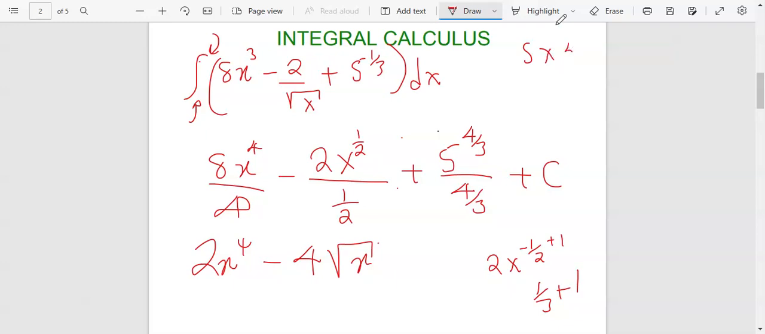Oh, yeah, I see. Actually, I left out an x here. We can't have 5 to the power 1 over 3. I thought I'd put an x there. Yeah, you are right. So we're supposed to have an x there.